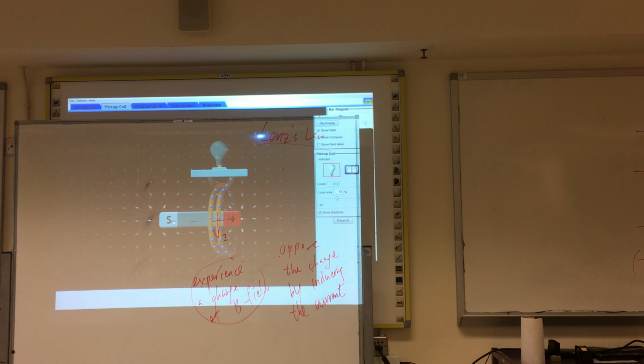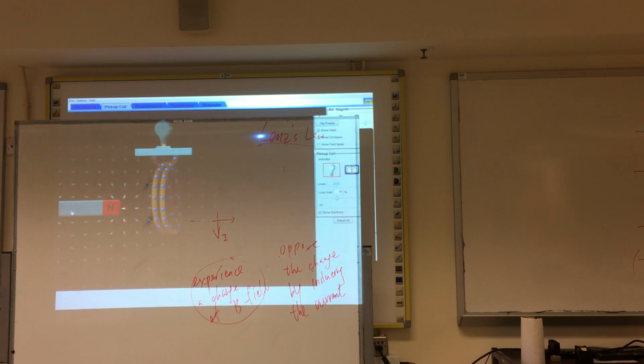Ready? 3, 2, 1. When it's leaving, then let's go up a little bit. All right, try to do it again. When you move in, the electron moves down. In the middle, almost not moving because you are not really changing the B field a lot. When you're leaving, the electron moves up. That means current goes down.